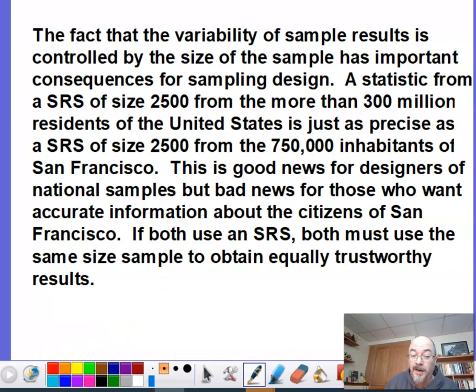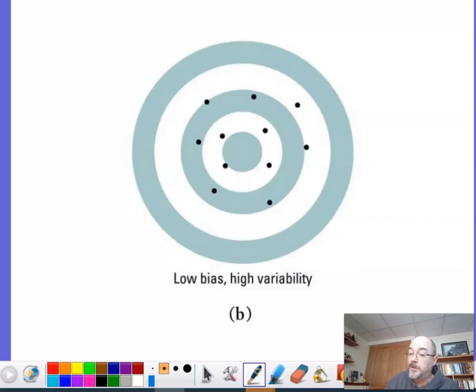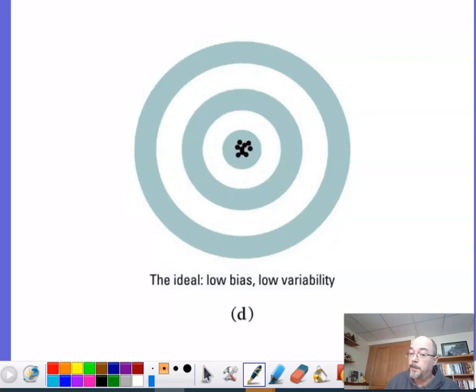Read through that again and think about it. Remember, we want to hit the bullseye. We want to avoid high bias. Low variability is good. Low bias, high variability, we're still not very good. High bias, high variability, but in the end, ideally, we want low bias and low variability. That will give us more accurate information about the true mean.